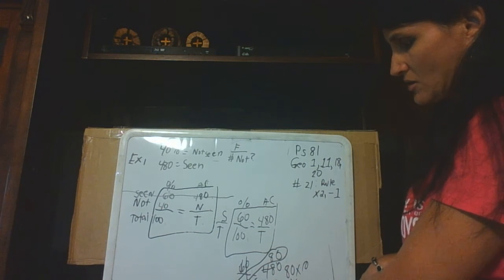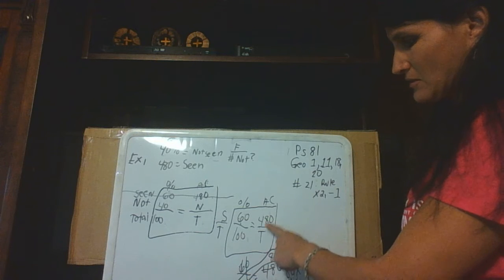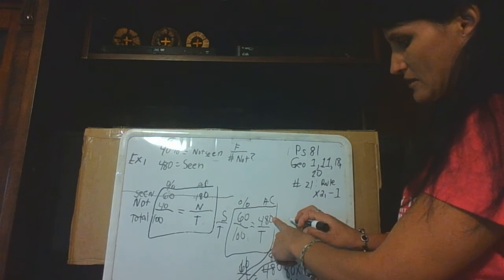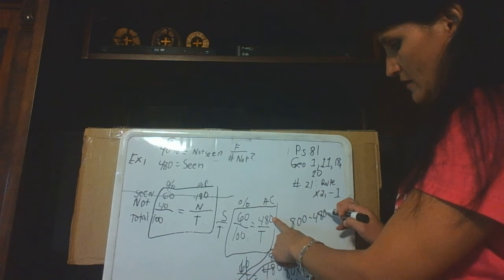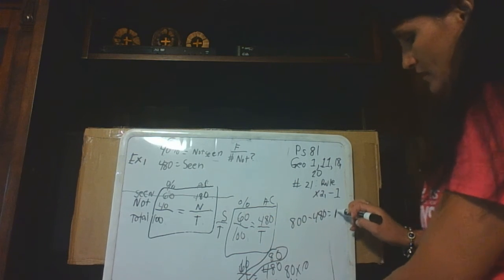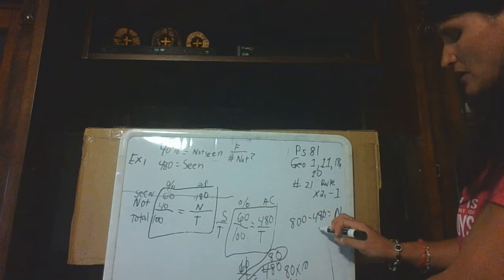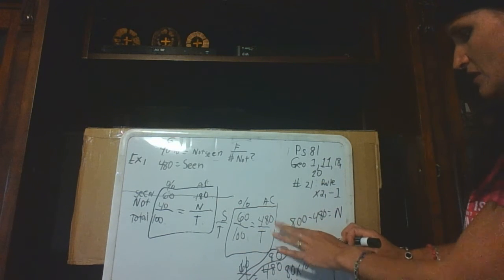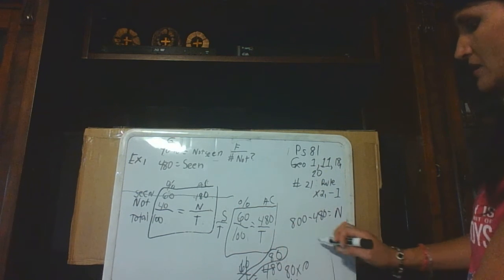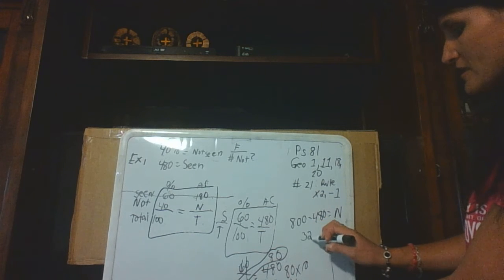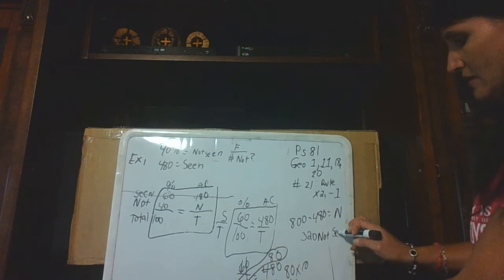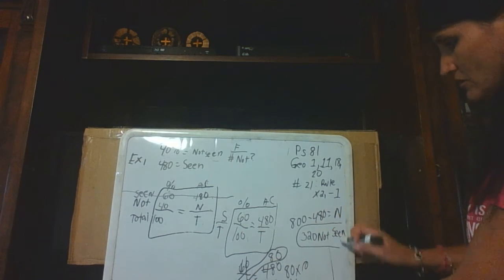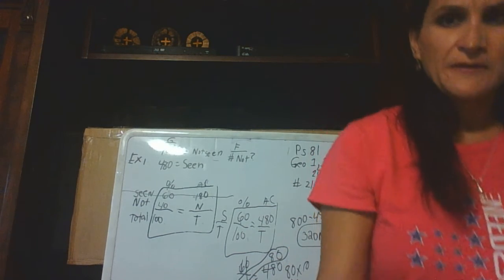Now we're going to take the total and subtract the seen amount. So 800 minus 480, and that's going to equal the not seen amount. So if we subtract both of those, that's going to be 8 minus 4 is 4, minus 80 is 320 were not seen. You have now answered your find.